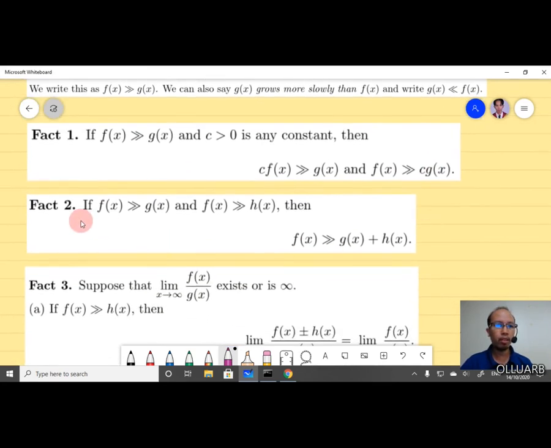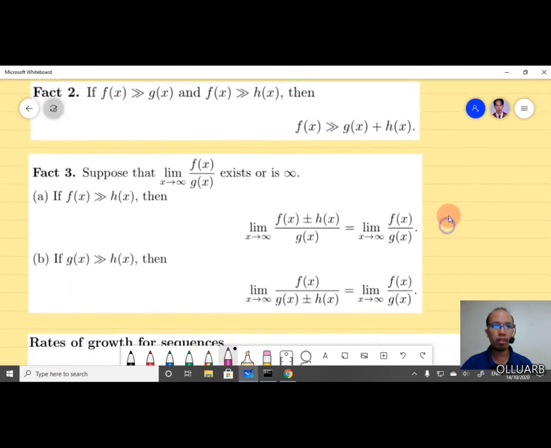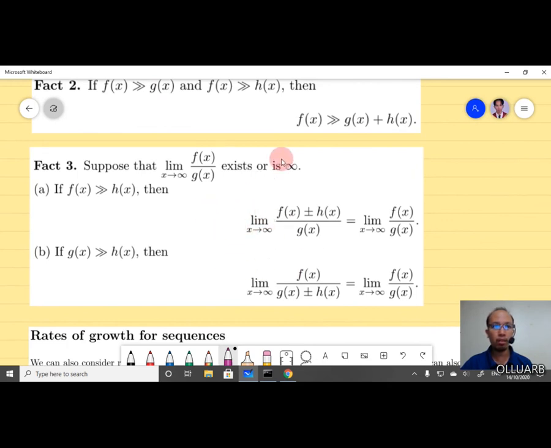Okay, for the second one, fact number 2, this is much like being transitive. It says that if f of x is faster than g of x, then if you sum the function g of x and f of x, it will not affect. f of x is also much faster than the sum of these two. Just study on your own if you have a product. Okay, so this fact you can also use to show the limit.